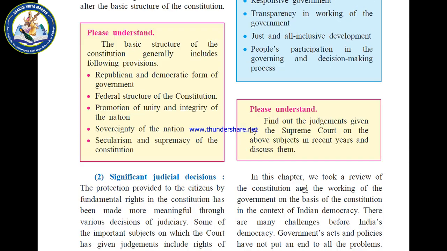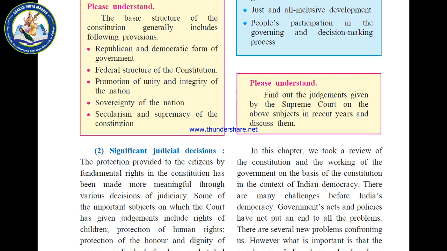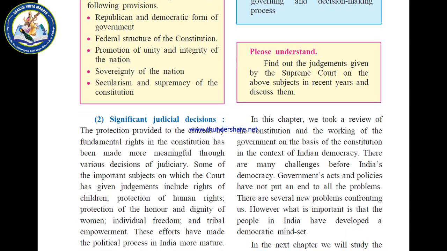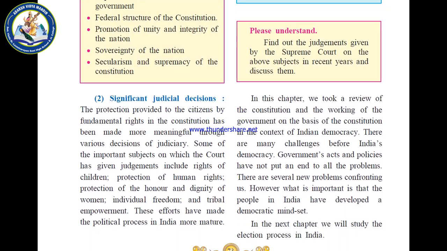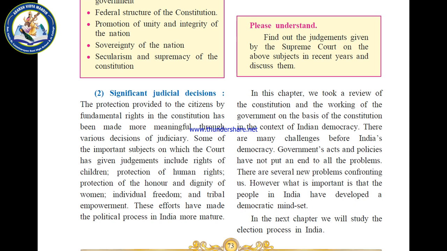Please understand. Let us read this also. Find out the judgments given by the Supreme Court on the above subjects in recent years. Recent years we have studied that Ram Janmabhoomi's issue was a crisis. It has been solved by the Supreme Court. So such types of various issues or crises are there. You can study from Google.